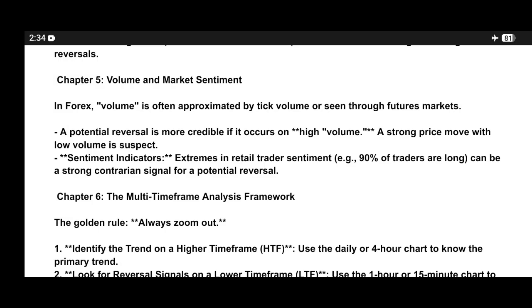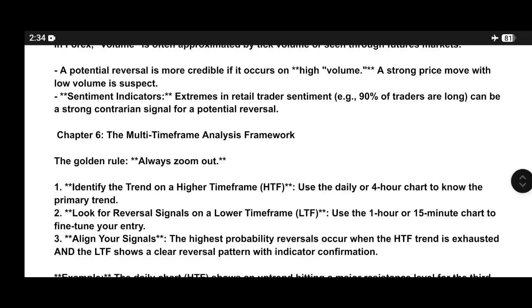Chapter 6 is the multi-time frame analysis framework, or what we call top-down analysis. This is the golden rule. Always zoom out. Yes, this is the golden rule I'm about to tell you in this video. Always zoom out. Identify the trend on a higher time frame, using the daily chart or 4-hour chart, to know the primary trend.